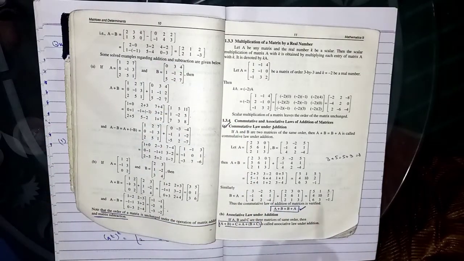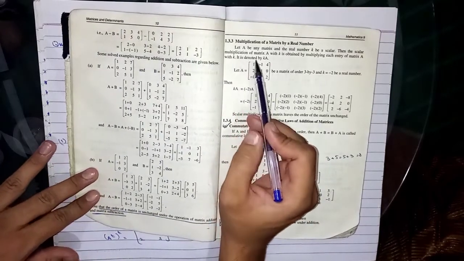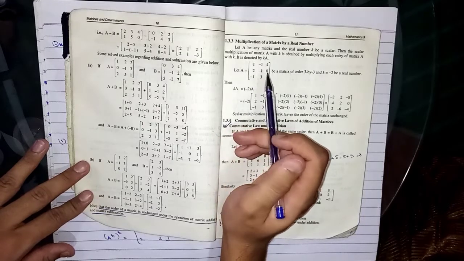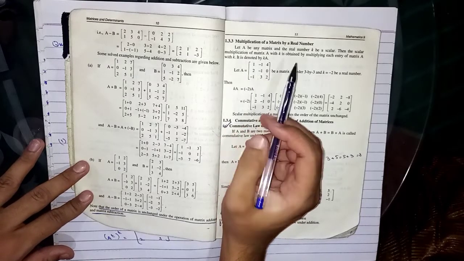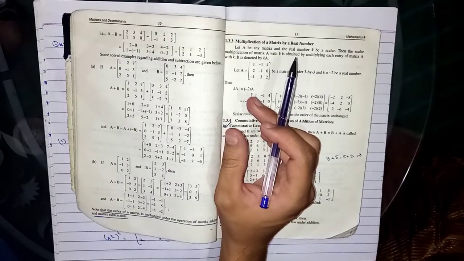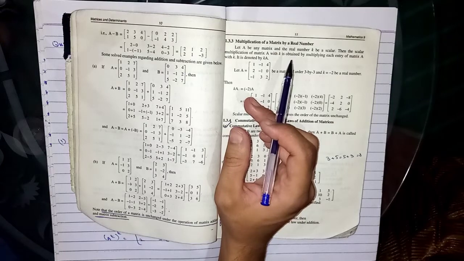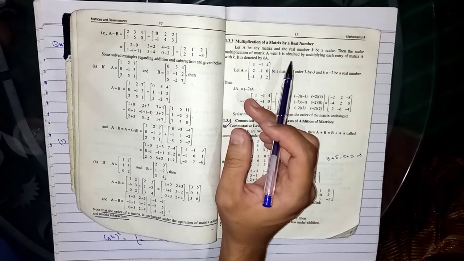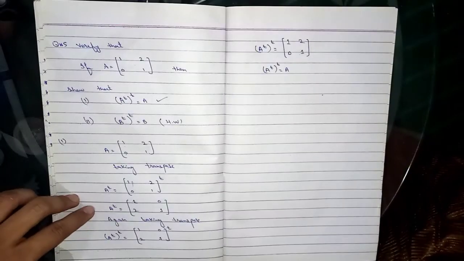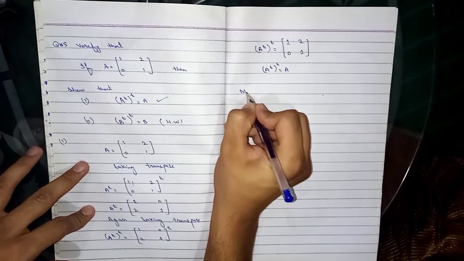We will do the questions inshallah, but before this there is another axiom, that is scalar multiplication. If given any matrix, and if a number wants to multiply with a matrix, then that number will multiply with all its entries, with all its members. Let's see an example for this. Multiplication of a matrix by a real number.